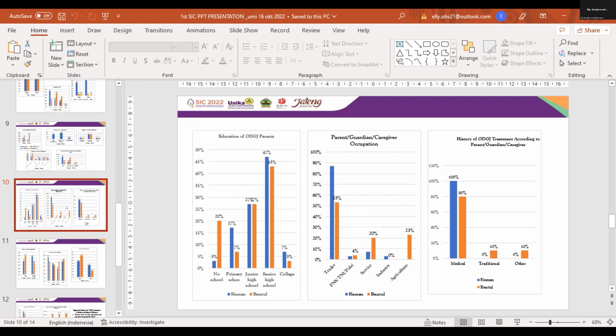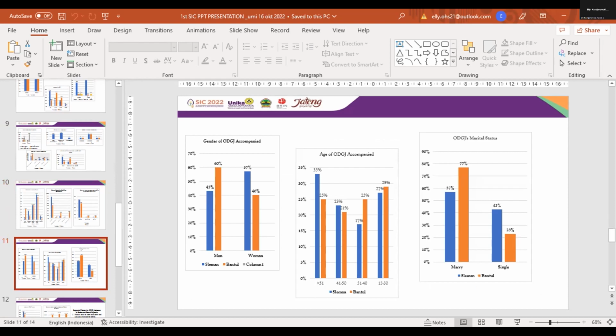About history of ODGs treatment according to the parent, medical treatment 100% in Sleman and 50% in Bantul. About the gender of ODGs' companion, men 43% in Sleman and 60% in Bantul. Women 57% in Sleman and 40% in Bantul.